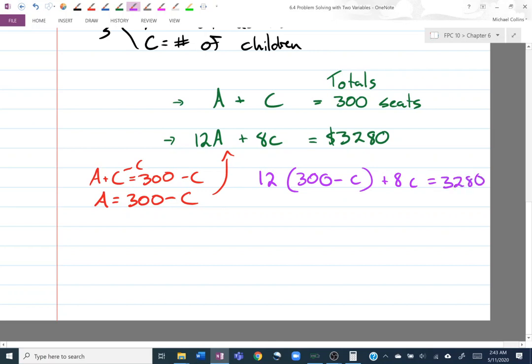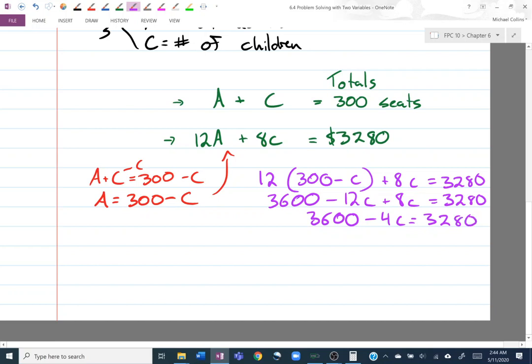12 times 300, I think, is 3,600 minus 12C plus 8C is equal to 3,280. My 12C minus 8C, I think it's going to be a negative 4C, so 3,600 minus 4C is equal to 3,280. I'm going to now subtract 3,600 from both sides.